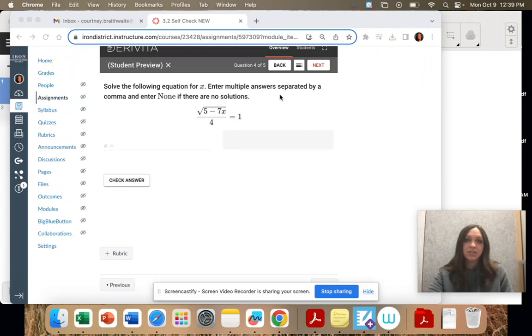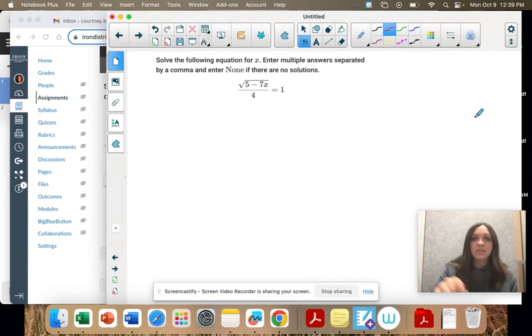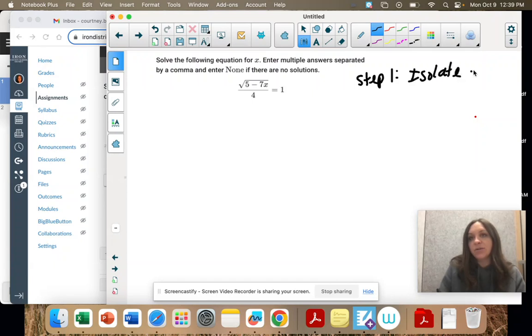Number 4, we're going to solve for x. Enter multiple solutions if needed. So step 1, we want to isolate our square root. Right now it's not isolated. It's being divided by 4. So what's the opposite of divide by 4?